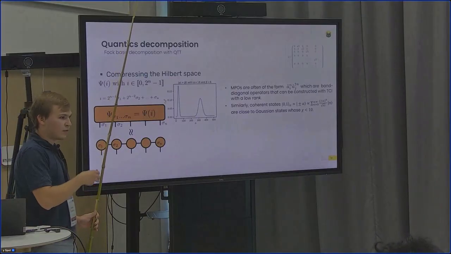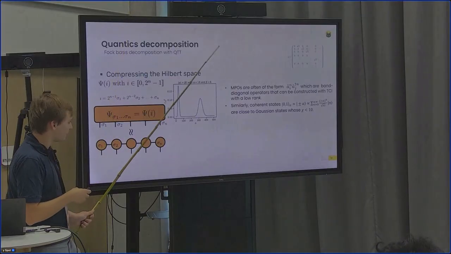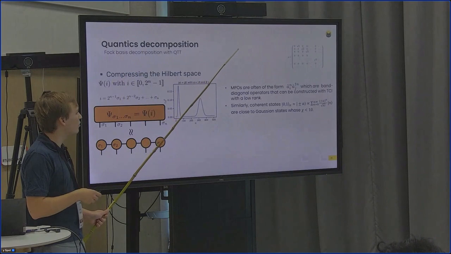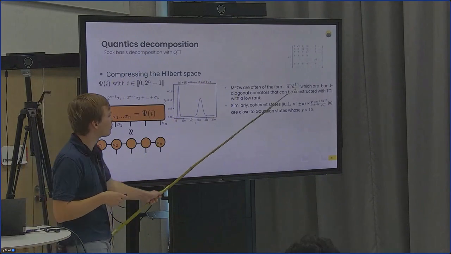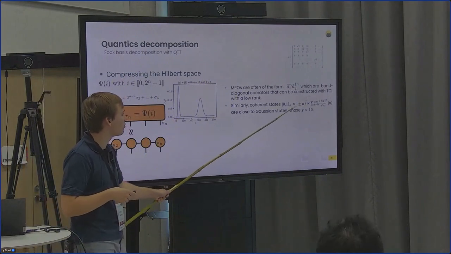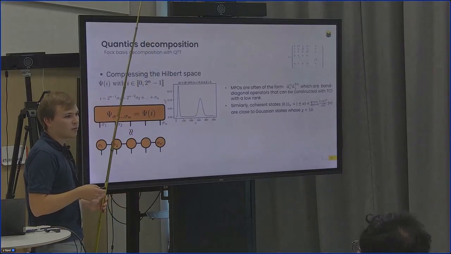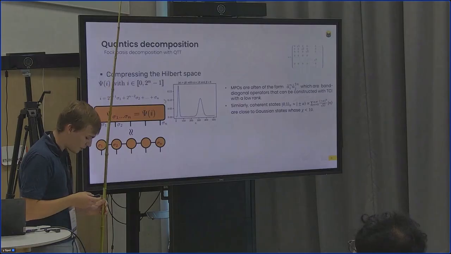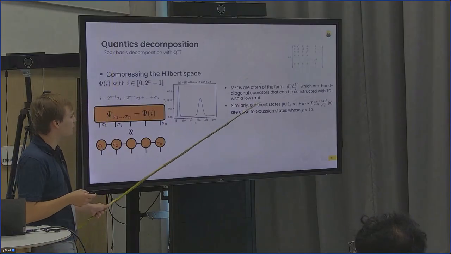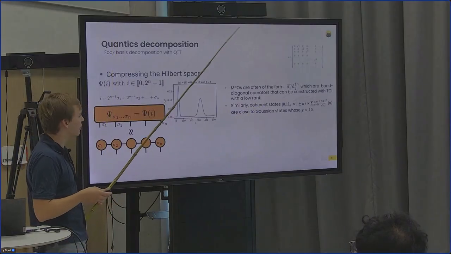Similarly, the state of the system, your MPS, will usually be close to a Gaussian state, because this is a Poissonian distribution of the state, which is very close to a Gaussian distribution. And those as well can easily be compressed with TCI. So usually you end up with a bond dimension chi smaller than 10.